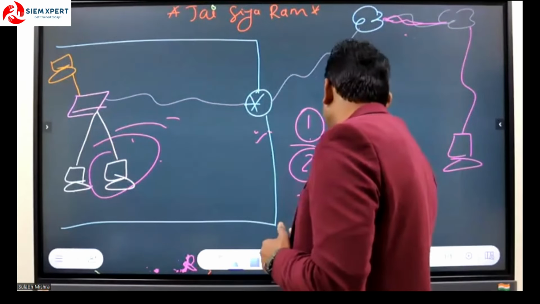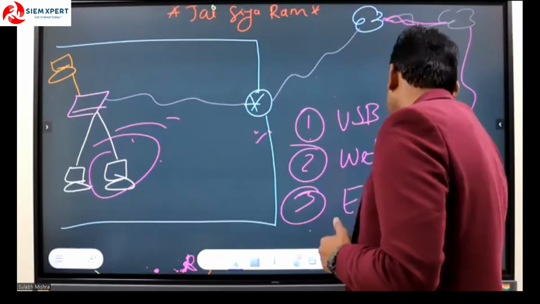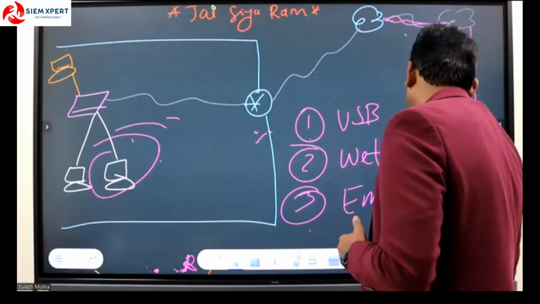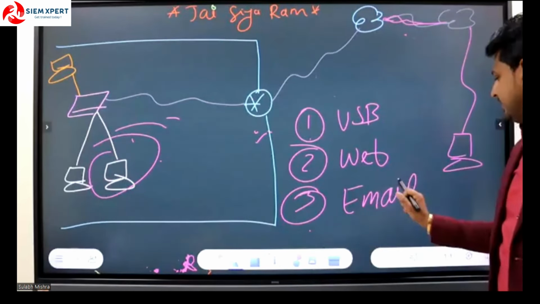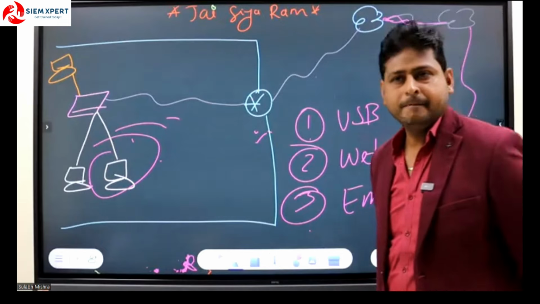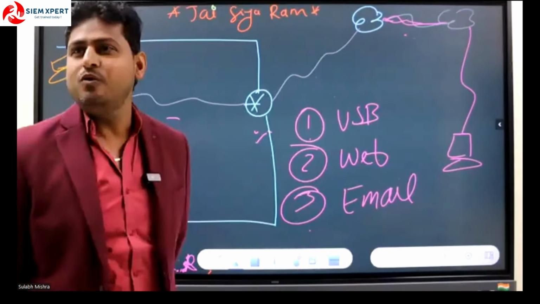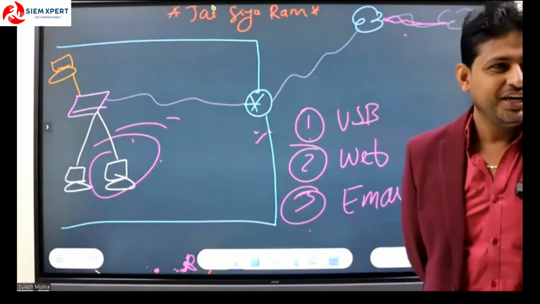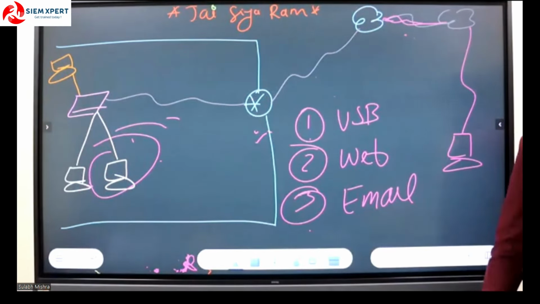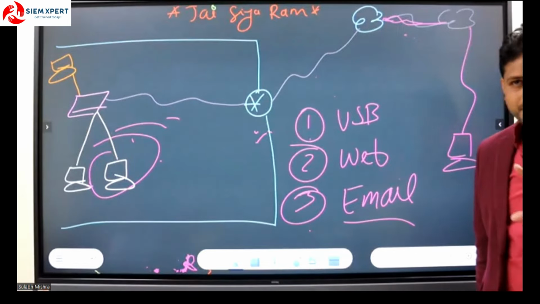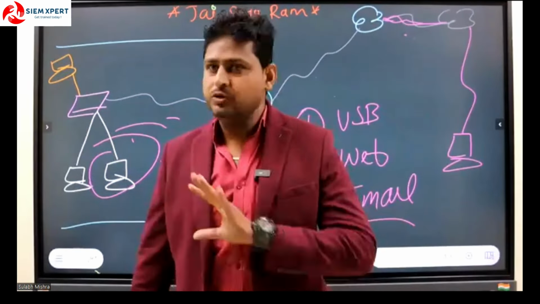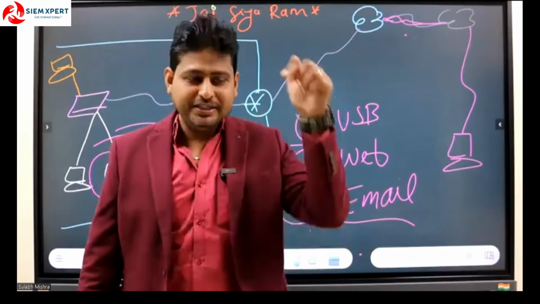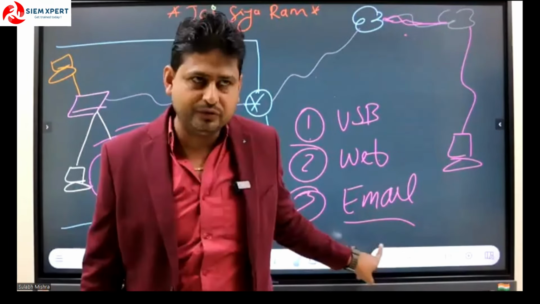Third is through email. Through emails, both scenarios. Data exfiltration also means sending critical data, company proprietary data, classified information outside through emails, as well as compromise of the system is also through email.